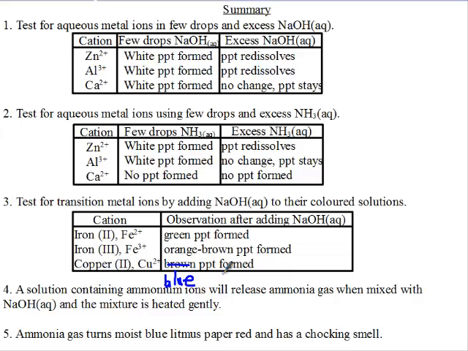Now to test for ammonium ions, we are going to mix the ammonium salt with sodium hydroxide and heat gently. That will produce ammonia gas. Now, how do we know it's ammonia gas? It has a choking smell and also turns red litmus blue. So red litmus is turned blue. And that is the test for these metal ions.